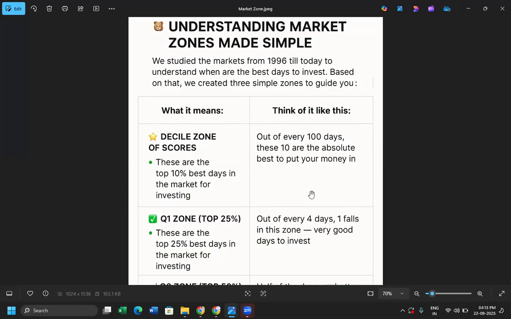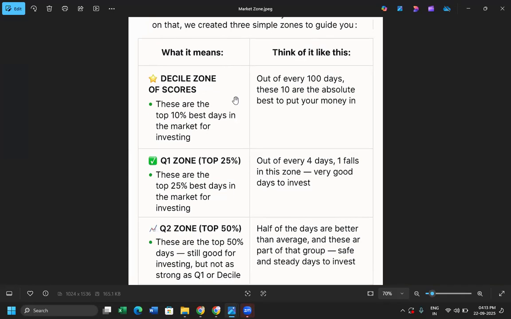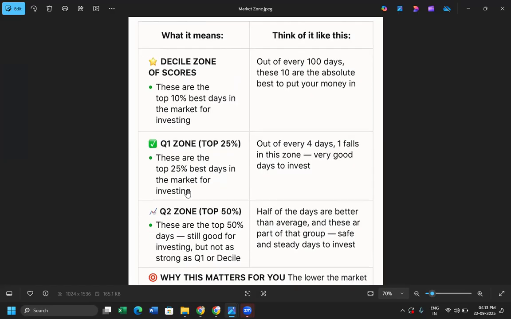Now, within accumulation also, to improve your decision making, we have started sharing the zone. Once you have clarity that we are in the accumulation zone, within that accumulation we share whether we are in a decile zone or Q1 zone. Once you have concluded that we are in the accumulation zone, to improve your decision you look at the zone also. Within accumulation, whether we are in decile, Q1 or Q2.